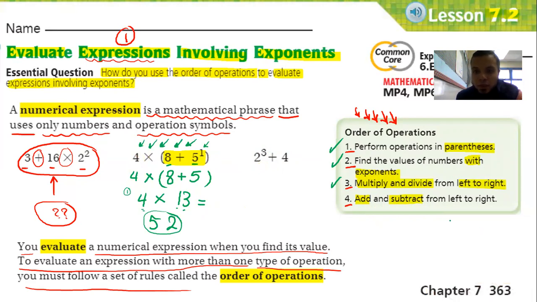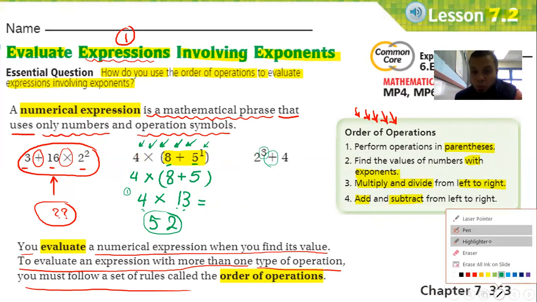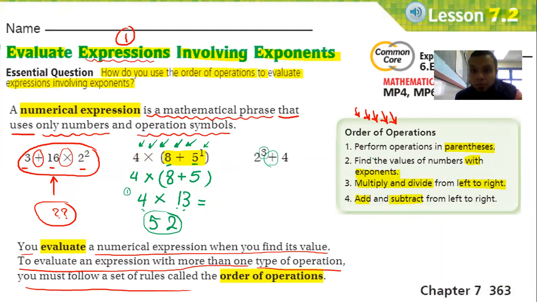Look, what do you have in the question? I have power and I have addition. So I have power. What should I start with first, according to our rule here? You should start with exponents, because we don't have parentheses. So I'm going to start with exponents.